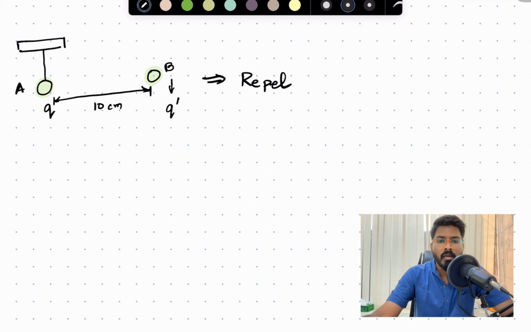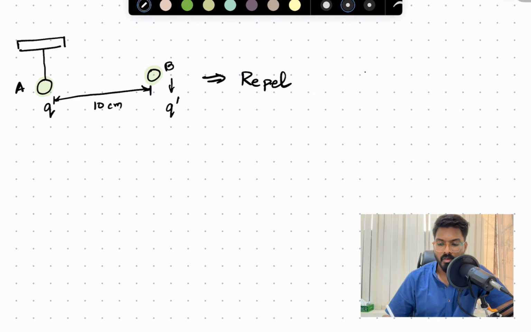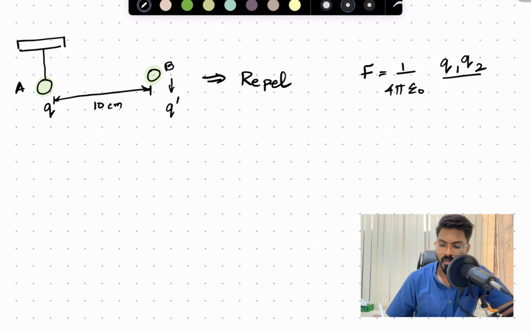Now let's look at the electric force which is acting between them as a result of these two charges. We could write this as F equals 1 by 4 pi epsilon naught Q1 Q2 by R square. In this case I have taken Q1 as Q and Q2 as Q dash, over R square.